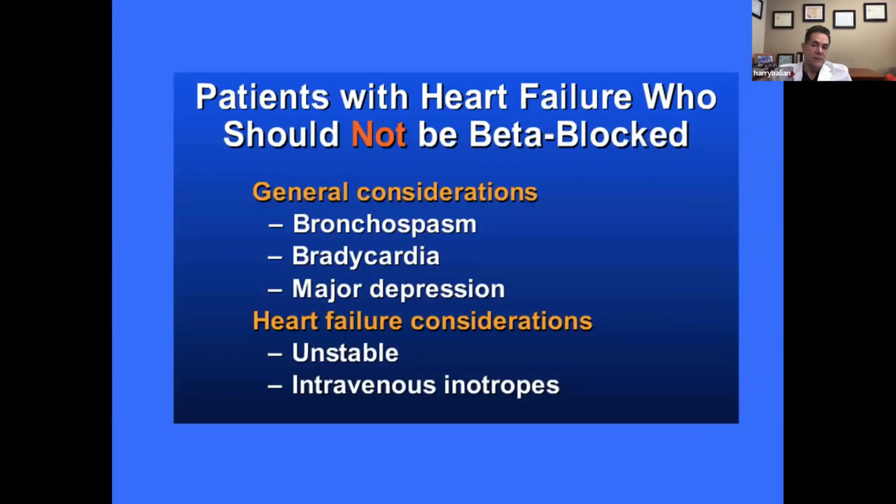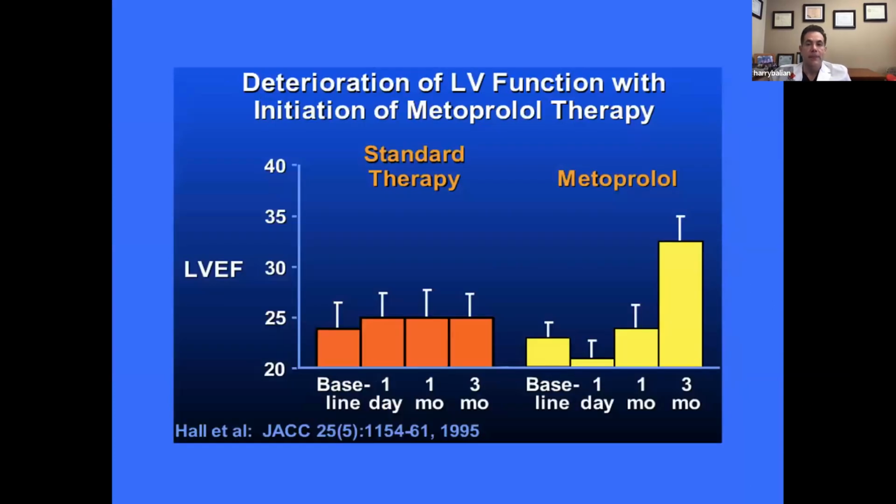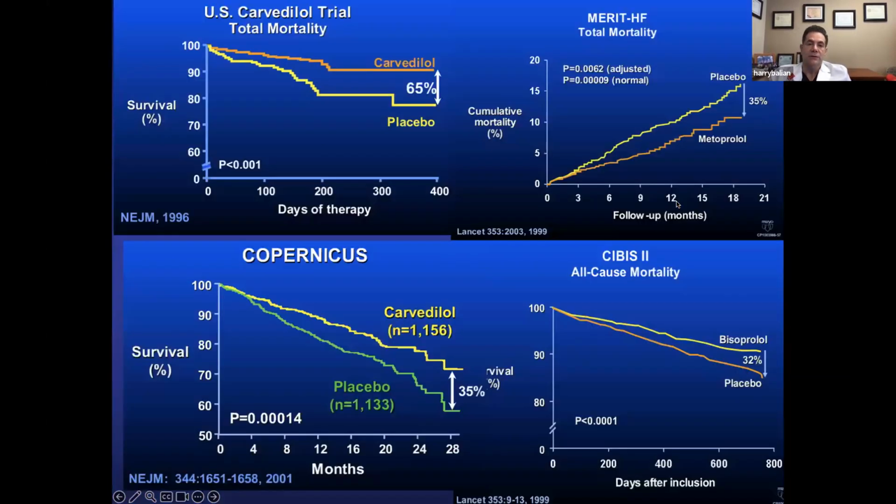Be also careful if somebody has overt bronchospasm, overt bradycardia, overt depression. Beta blockers should be avoided in those patients. But again, looking at beta blockers at baseline, when a patient comes in with heart failure with low EF, that would probably not be a good idea. But looking at beta blockers to be given after patients diurese and are euvolemic, further out, 1 month out, 3 months out, you see tremendous benefit of beta blockers.